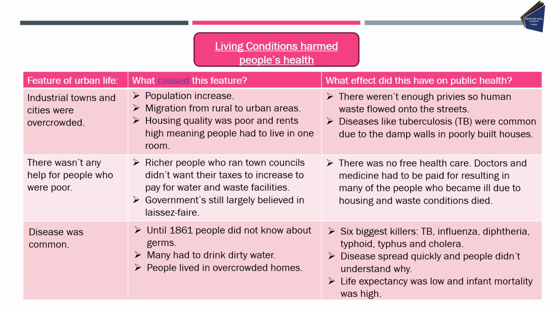There is a 1-mark question that has appeared on the paper which asks you to name another disease during the industrial period that isn't cholera. So it is worth making a note of a couple of these 6 biggest killers. Disease was spreading quickly and people did not understand why. Remember, lots of people until the germ theory are still looking towards religion rather than science. And life expectancy was low, infant mortality was high. Remember that statistic I've just given you about lots of children in Manchester, over 57%, dying before the age of 5 in 1842.